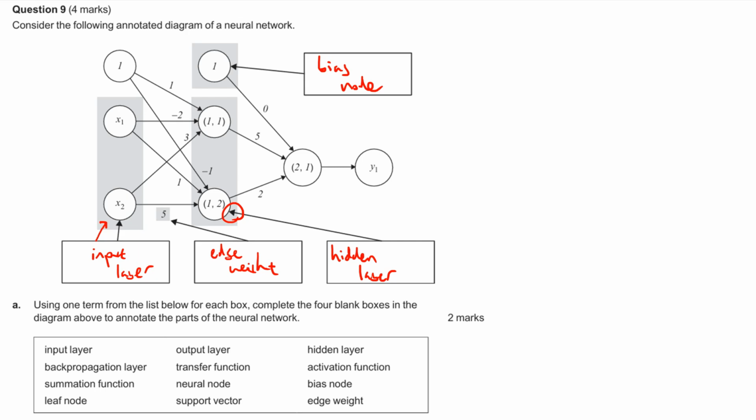And we're told use one term from the list below for each box. It doesn't mean that each term can only be used once. So you could have called 3 out of 4 of those things a neural node, and technically it will have been correct. But if that happens, try and ask yourself, is that really what you feel the examiner is going to be asking you?